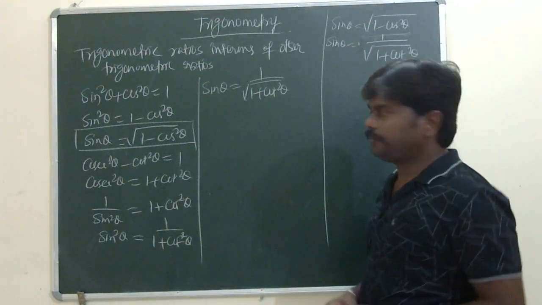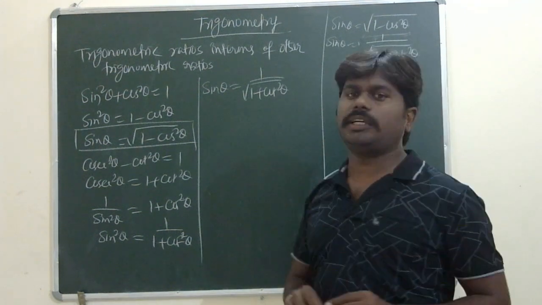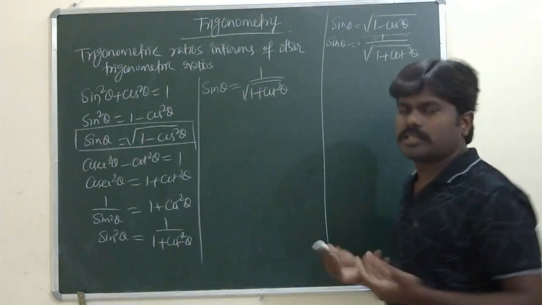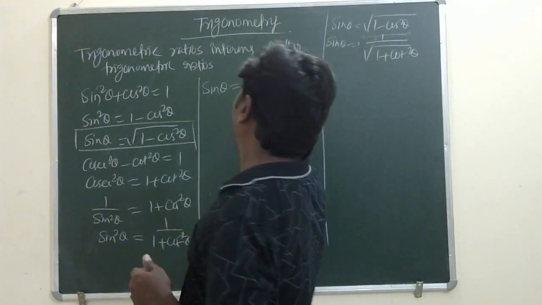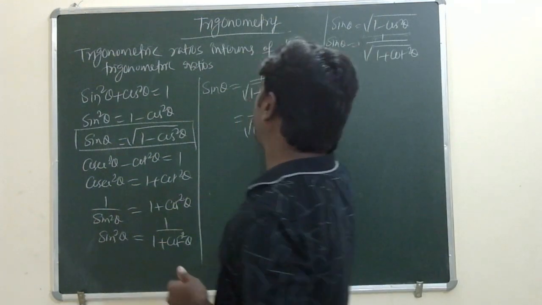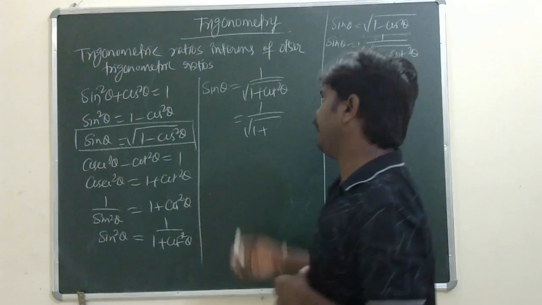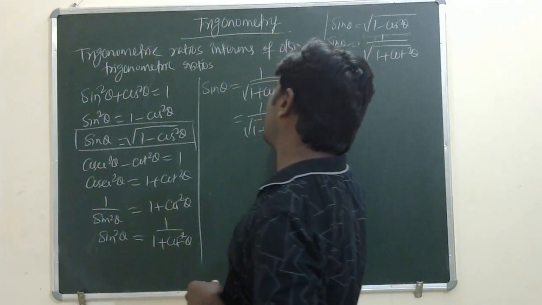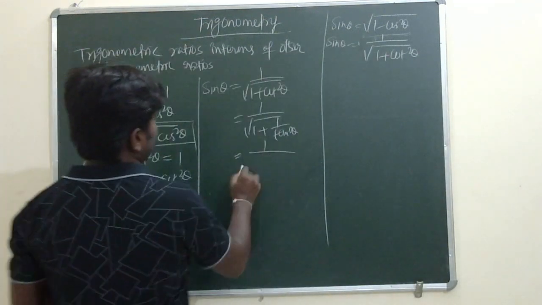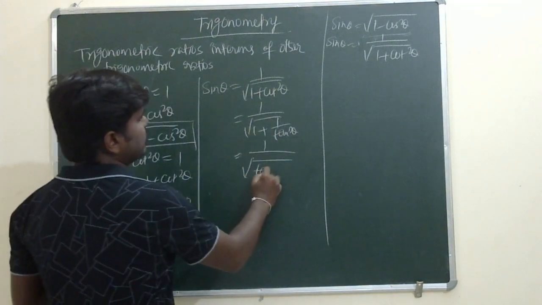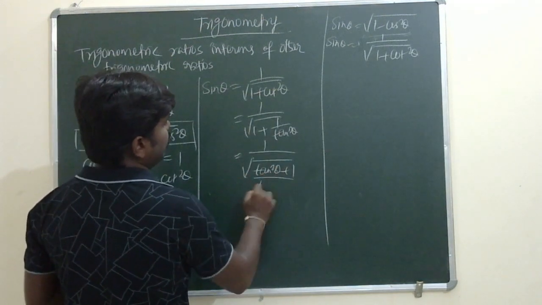Now we know that cot theta and tan theta are reciprocal to each other. So what I am doing is writing cot in terms of tan. That means 1 by tan square theta. So here, square root of, tan square theta is the LCM, so tan square theta plus 1 by tan square theta.